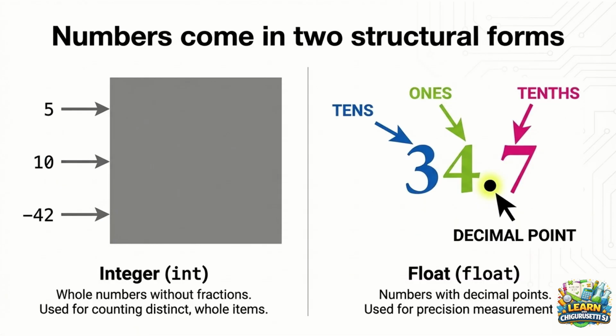So what comes under the number category? The number category comes in two forms: integer and float. Integer is represented by int, which means whole numbers without fractions, or negative integers, used for counting distinct whole items. Like normal numbers, except fractions and decimal points. But in float, you have numbers with decimal points. So the major difference is that in float you have decimal numbers, whereas in integer you have normal whole numbers and negatives.